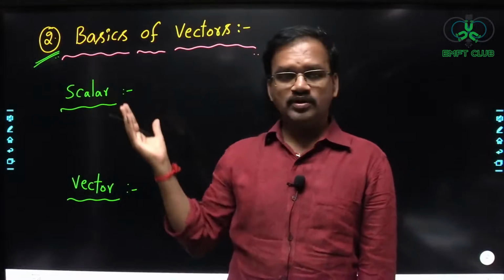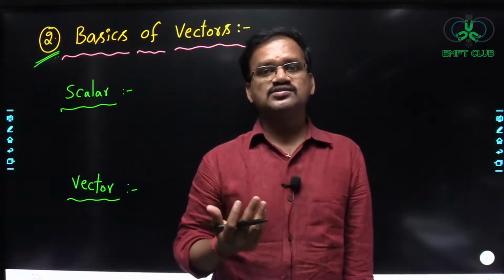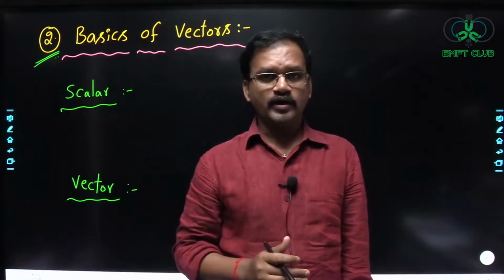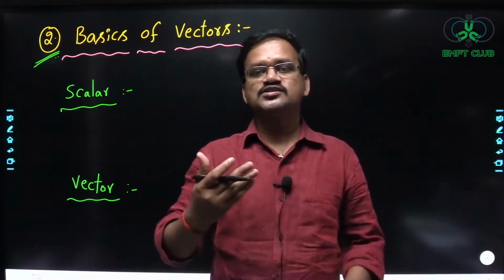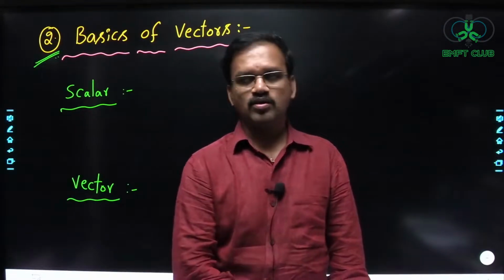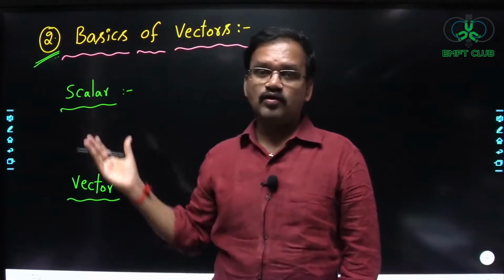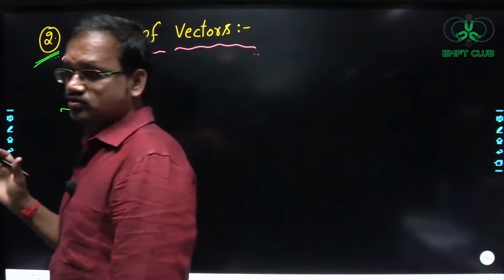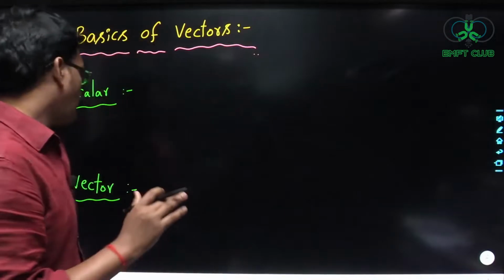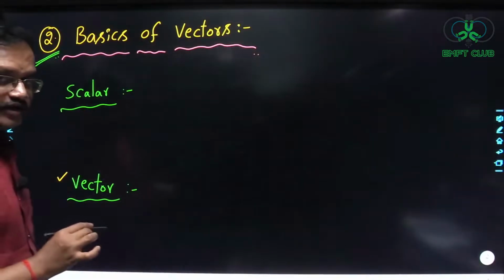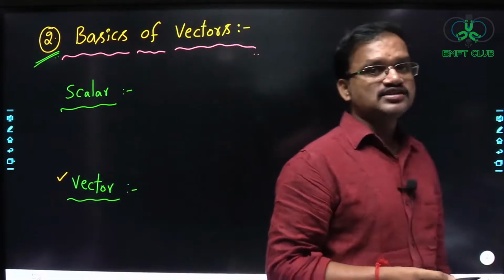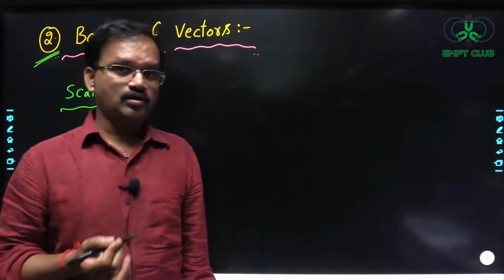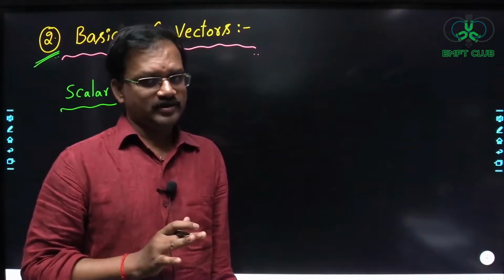So you know what we mean by scalar quantity. A physical quantity which is having only magnitude but not direction, we call it a scalar quantity. Physical quantity means a quantity which is measurable. A physical quantity having only magnitude is called a scalar quantity. It is not going to have any direction. And what do we mean by vector quantity? The quantity which is having both magnitude as well as direction, we call it a vector quantity.